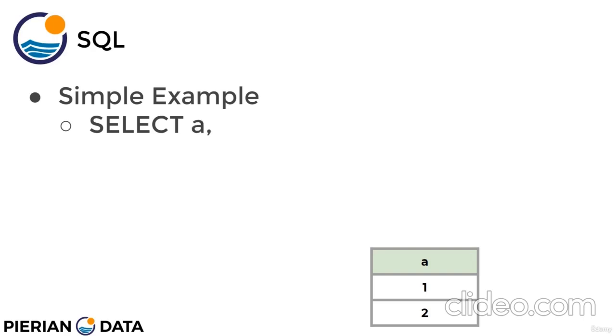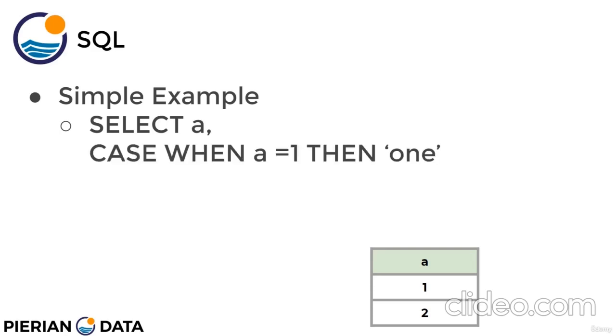So I will say select the A column, comma, case, and then I can do the following. I can say case when A is equal to 1, then string 1. So what that is saying is if the instance in column A for that row happens to be equal to 1, then go ahead and return the string 1.